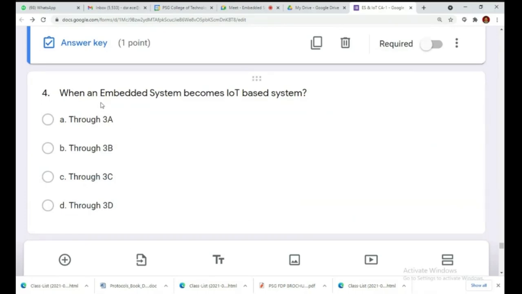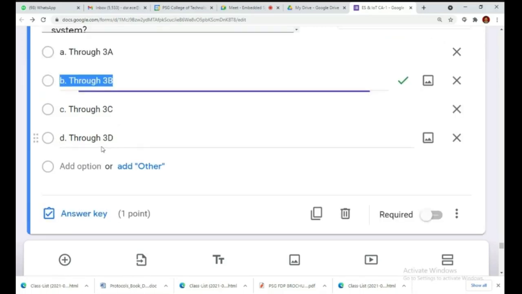Okay, it's very simple and very interesting. When an embedded system is connected with the internet, it becomes an IoT based system. How can an embedded system be connected with the internet? When bits and bytes from the embedded system travel in a data bus to connect with the internet, the embedded system becomes an IoT based system. So embedded systems become IoT based systems through 3B. 3B is the right answer, which is B.